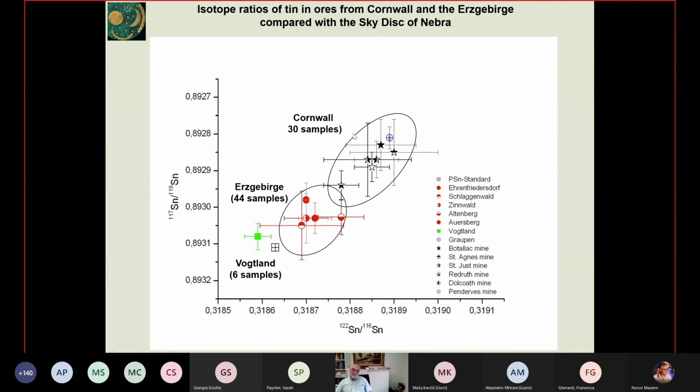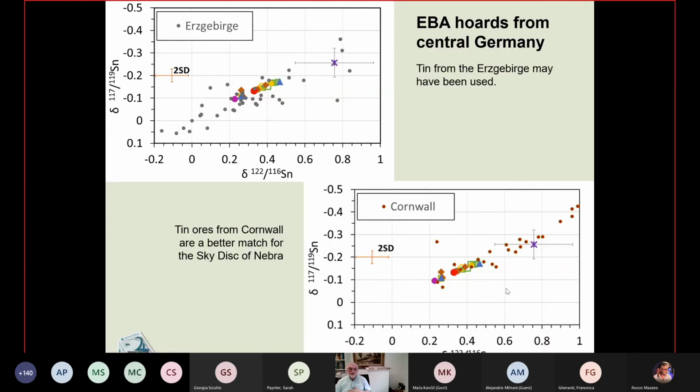largest tin deposits in Europe, namely in Cornwall, Southwest England, and the Erzgebirge in Central Europe. And it turned out that the sky disk, the tin in the sky disk, is more compatible with Cornwall and not the Erzgebirge. This came as a surprise to the archaeologists, but when they thought about it, they found it quite attractive. And actually, we also identified the provenance of the gold from Cornwall, which we cannot talk about, especially not in 5 minutes.